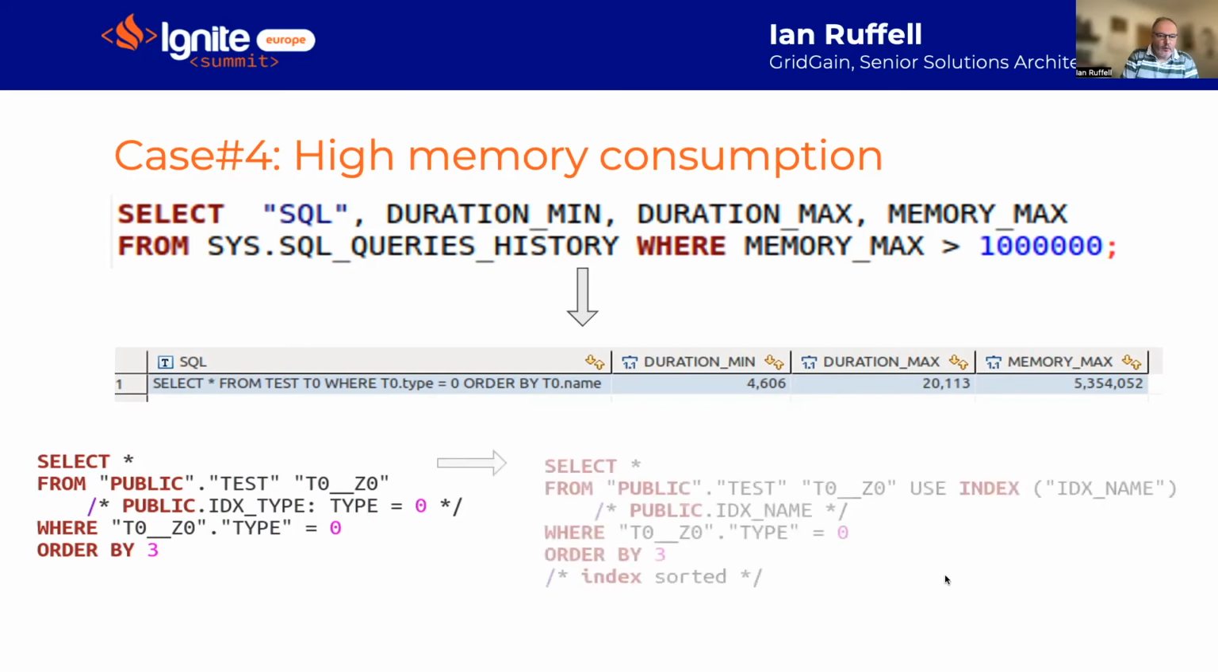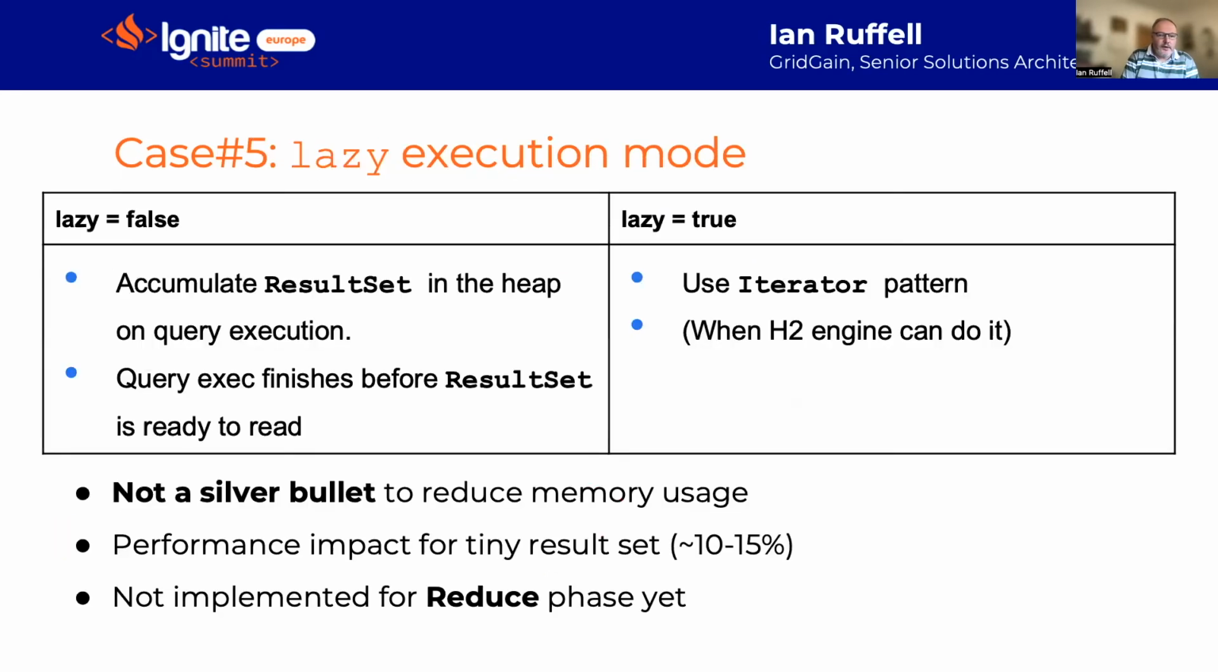So what we can do here is tell it to use a particular index, and hopefully that then will improve our memory situation and avoid doing full table scans, for example. So lazy execution mode, again, we had a brief look at this earlier. If we've got lazy set to false, we accumulate the result set in the heap when the query is executed. So when the query finishes, then the result set is ready to be used.